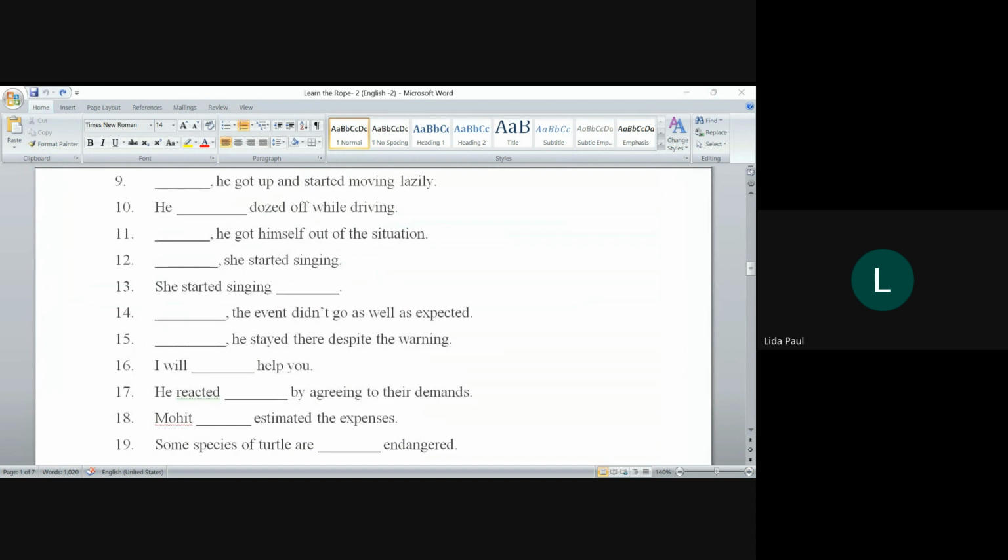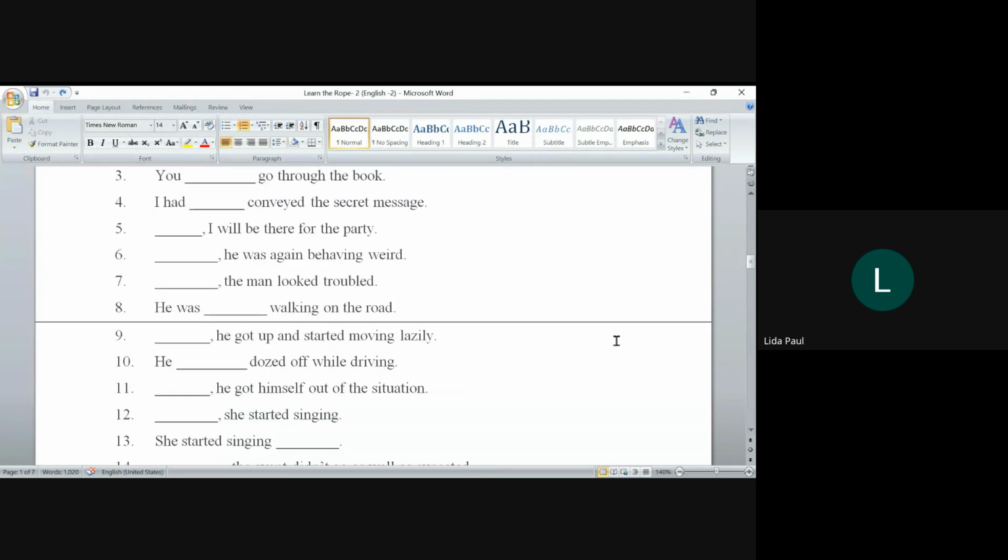Can you see it properly? Okay. Dash, I'll be there for the party. Luckily. Fortunately. Fortunately. You can say obviously. Obviously, I'll be there for the party. Yeah. Obviously, I'll be there for the party.